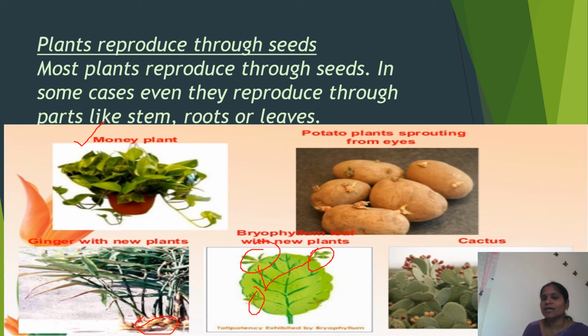And one more, like cactus plants also. Observe, it will also reproduce through the stem, or some of them through leaves. Actually, cactus plants do not have leaves. It will reproduce through the stem itself. So different parts of a plant can reproduce in different ways. Most of the plants will reproduce through seeds only.